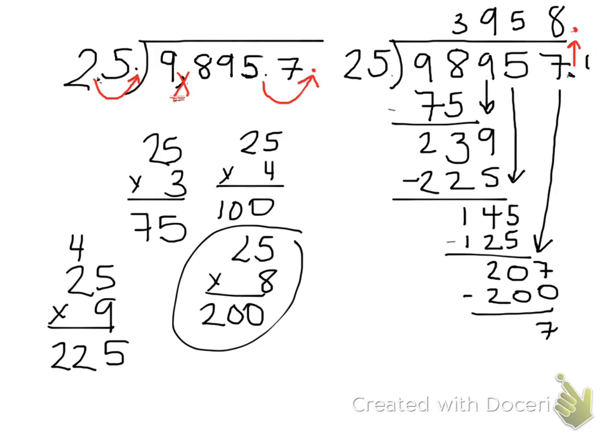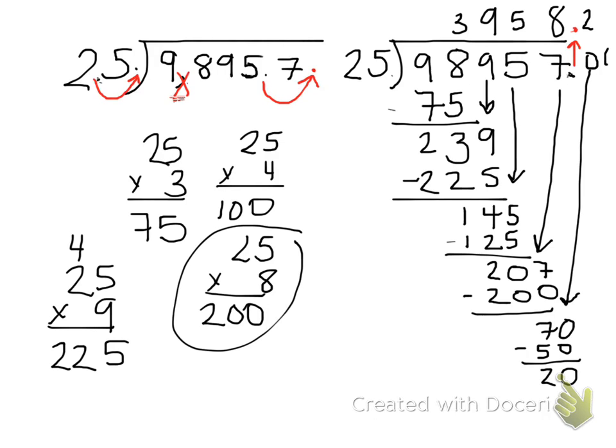Let's bring down our 0. How many times can 25 go into 70? 25 goes into 70 twice. 2 times 25 is 50. And 70 minus 50 gives me 20.